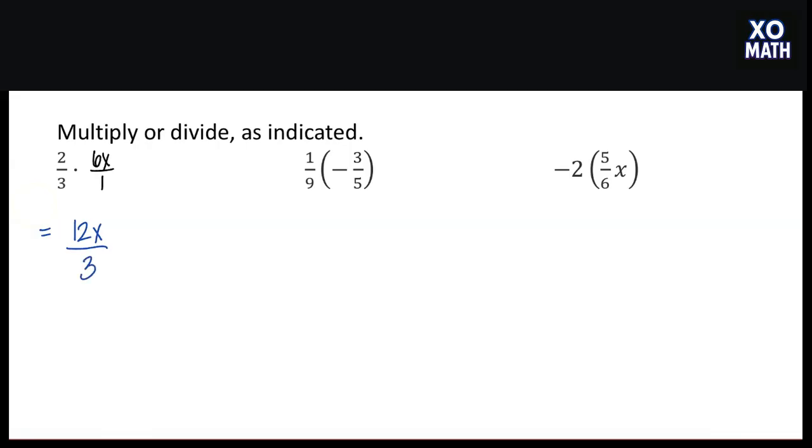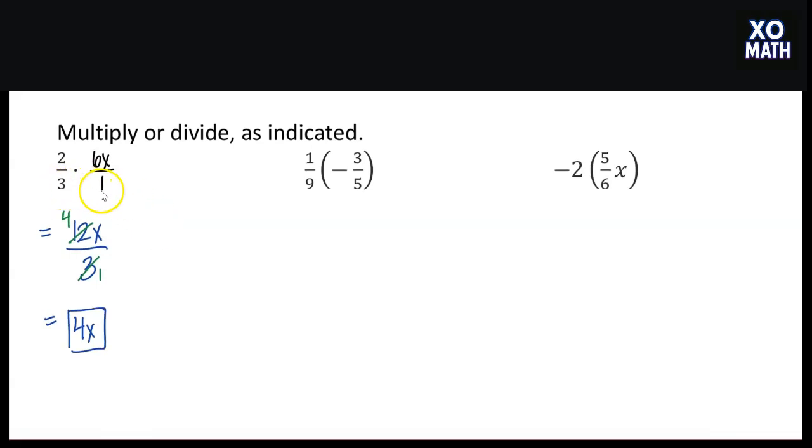We need to make sure our answer is in lowest terms. So notice that 12 and 3 are both divisible by 3. So the numerator would become 4, and 3 divided by 3 is 1. So what I have left is 4x over 1, which is just 4x.